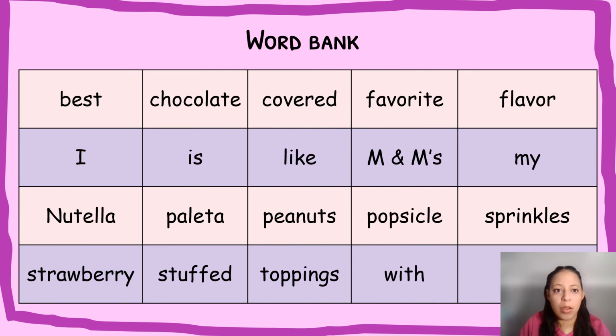Here you have some words in a word bank or word wall that you can use for your sentences. You're going to work individually and you will have 10 minutes to write only one sentence. Today I only want to see one sentence about your paleta. You're going to describe your favorite flavor of paleta. Before I start the counting of the 10 minutes, can someone read me out loud the word bank words?